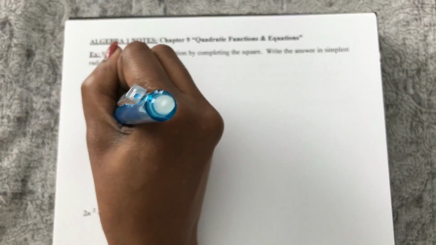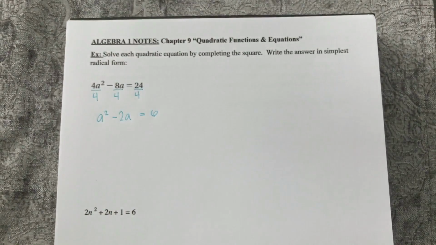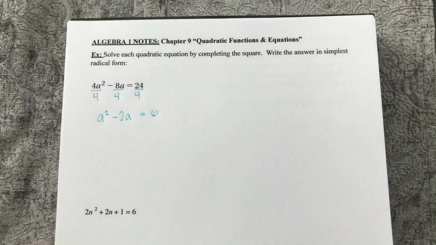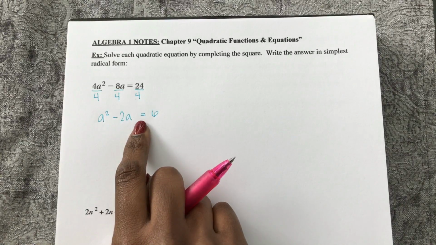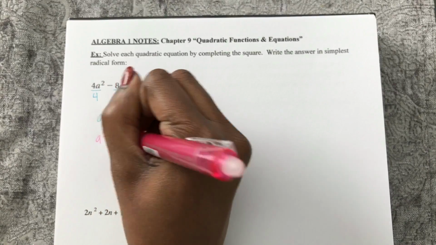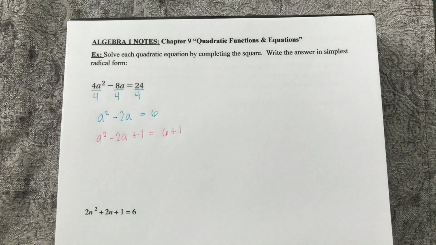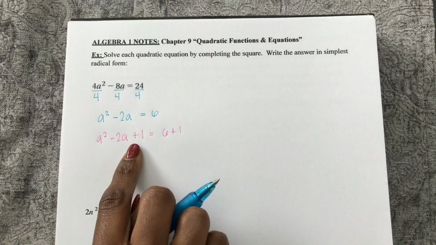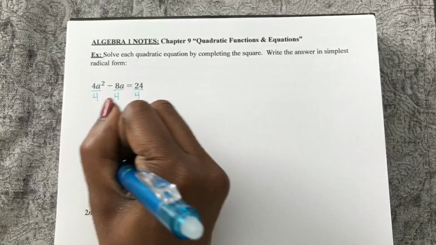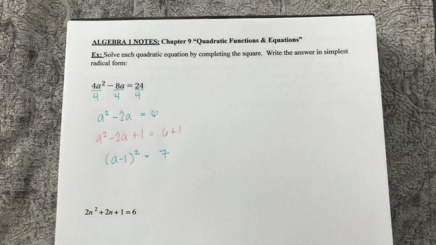So I have a squared minus 2a equals 6. So now I'm going to add b over 2 squared to both sides. So that's a squared minus 2a plus 1 equals 6 plus 1. So a squared minus 2a plus 1 is a minus 1 squared equals 7.